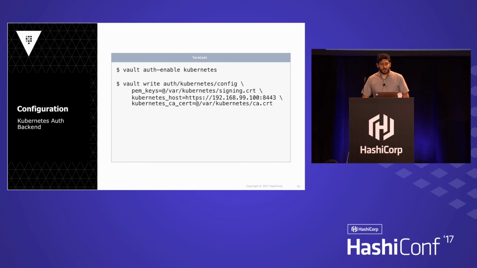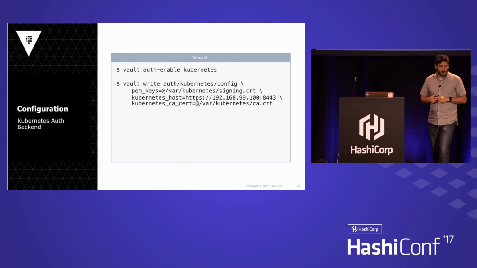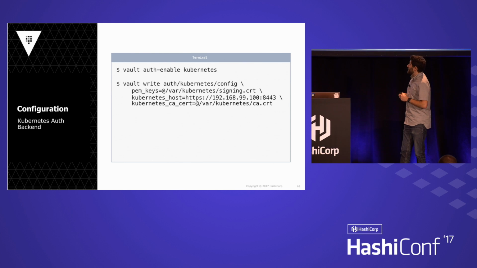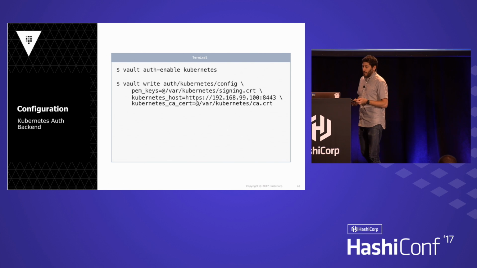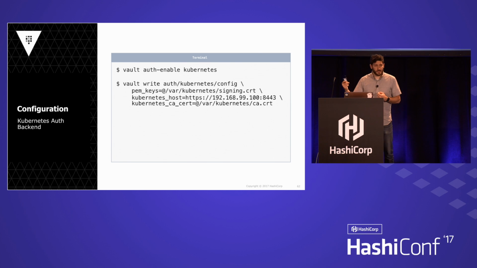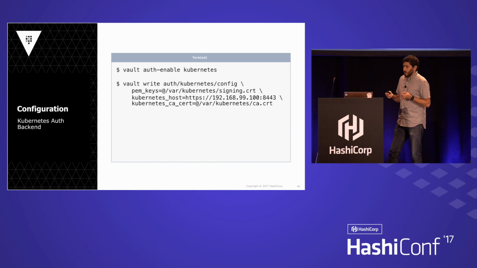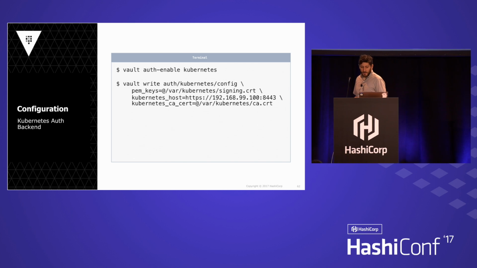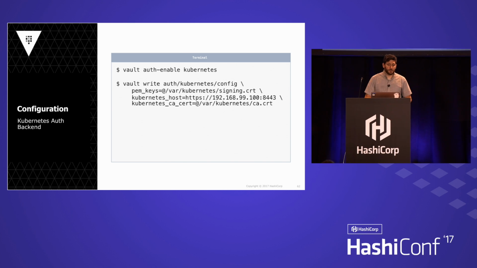And so an example way to configure this backend is pretty similar to a lot of other Vault auth backends, if you've used any of them before. You simply call vault auth enable kubernetes, and that will mount the backend at the path auth/kubernetes. And then to configure the backend, we'll hit the /config endpoint, and we'll pass it some PEM keys that are used for validating the JWT signature. We will also pass the Kubernetes host IP, or address, and then we'll also pass the Kubernetes CA certificate.